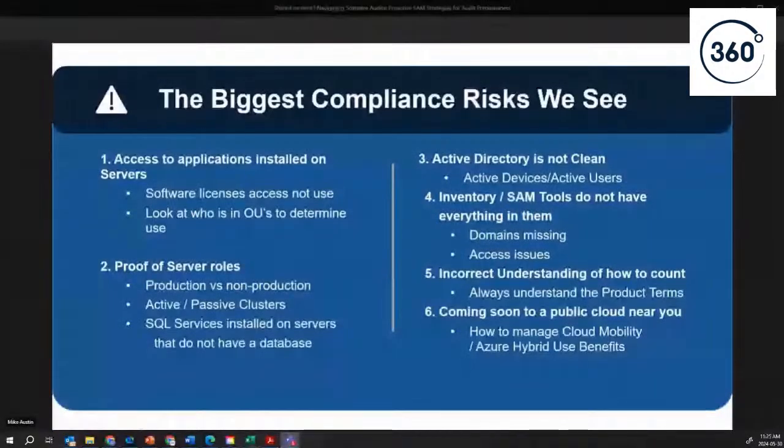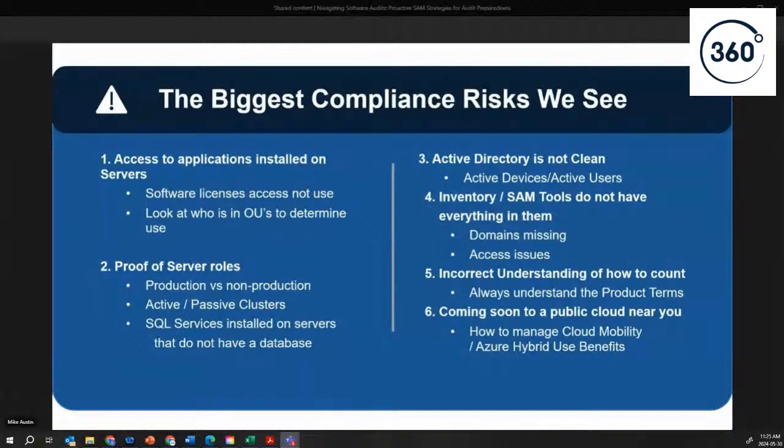So I talked a little bit about what you need to know in an audit. The biggest areas that we see, and these haven't changed in quite some time, are access to applications installed on servers that pose those access issues, and proof of roles. I say server roles here: production, non-production, clusters, those sorts of things. That's a problem, but we're also seeing more and more where proof of roles in terms of employee type and things like that becomes a problem.